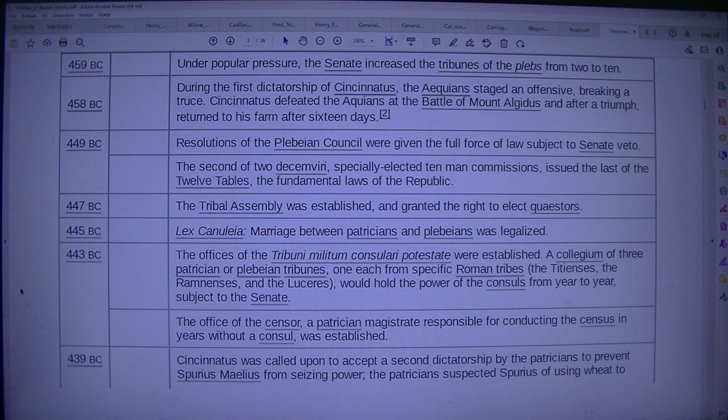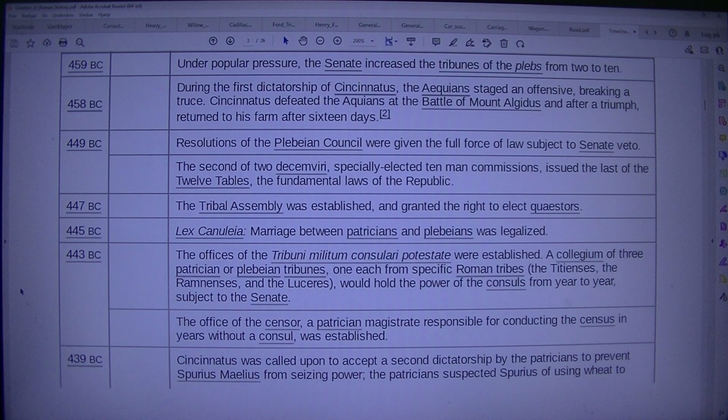A collegium of 3 patrician or plebeian tribunes, one each from specific Roman tribes, the Titienses, the Ramnenses, and the Luceres, would hold the power of the consuls from year to year, subject to the Senate. The office of the censor, a patrician magistrate responsible for conducting the census in years without a consul, was established.